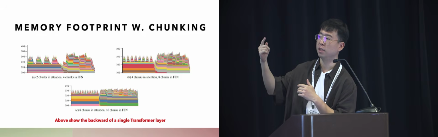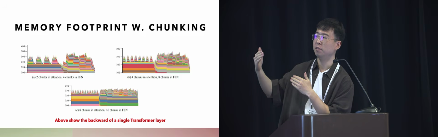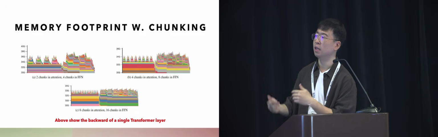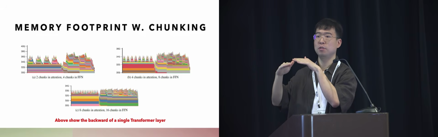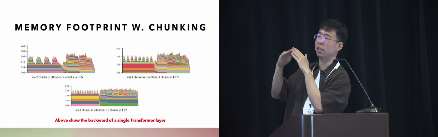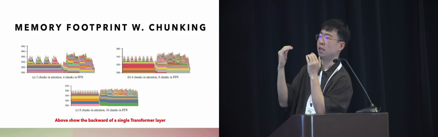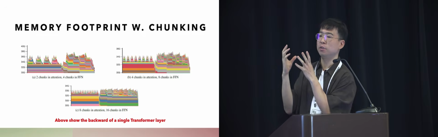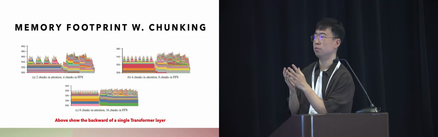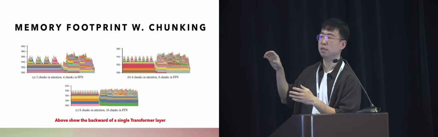Again, this is showing the backward. You'll see the FFN comes first, then attention. The trick here is that you want to balance both spikes. You don't want one part to get really high, because as long as you save more memory on the activation layer, then you can increase your model size, which will be on the lower part of the figures.